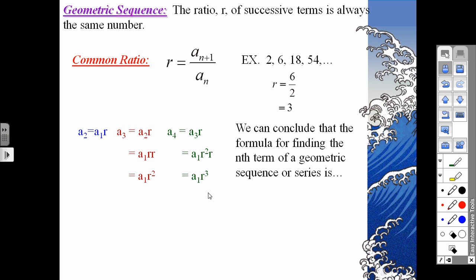So just like before, we can look at this and analyze it and figure out a formula for finding the nth term of your geometric sequence. As you see, we're always starting with the first term, always multiplying by r, but r is going to be raised to a power that is always 1 less than n. So that means that our formula is going to be to take a sub 1 multiplied by r raised to the n minus 1.